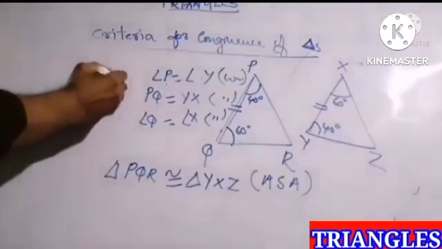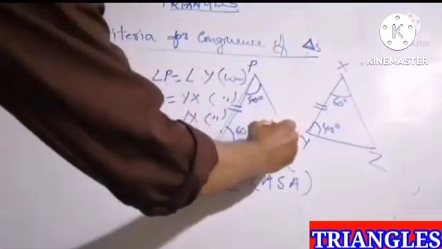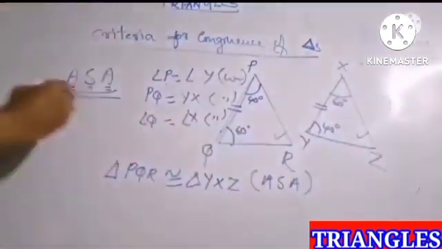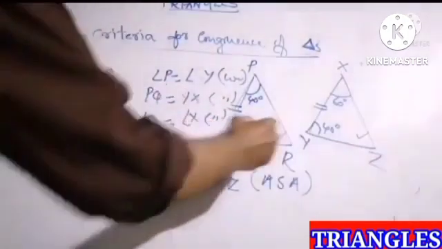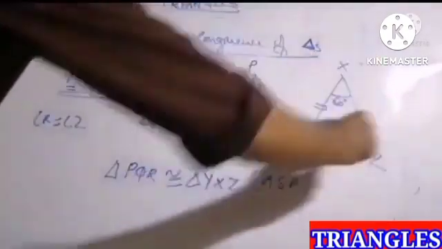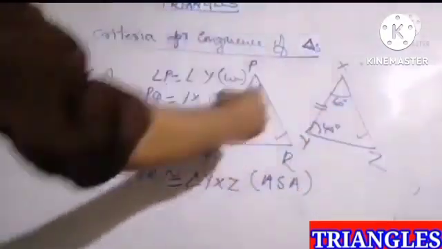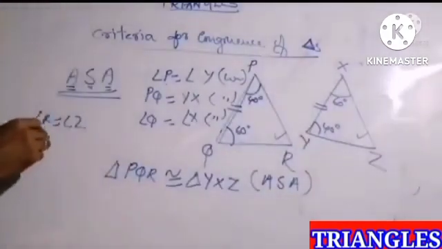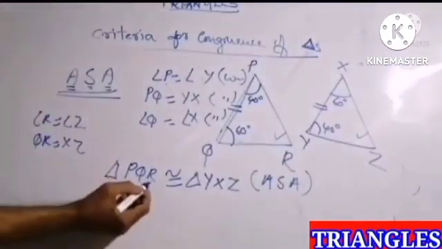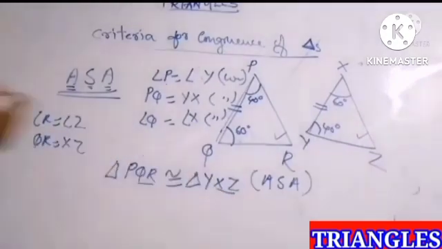2 angles are already given. Here angle R is there, represented by angle Z. Then angle R equals angle Z. Then which are the sides? Another side is XZ, here represented by QR. So QR equals XZ. See here, QR, XZ.